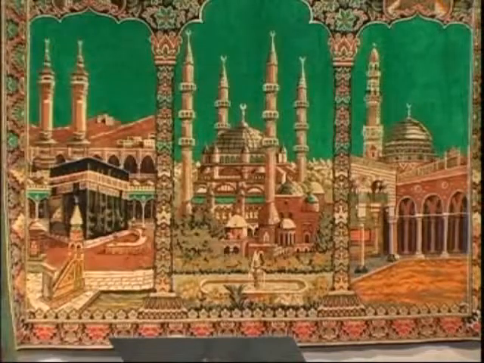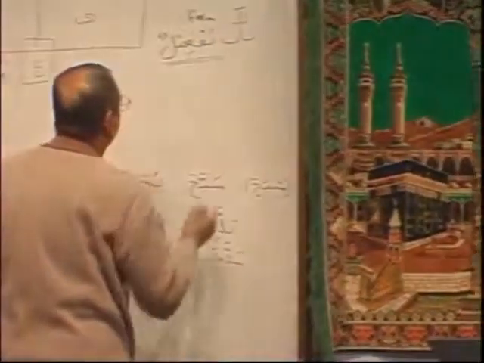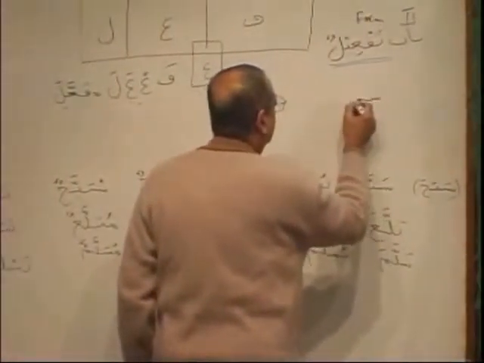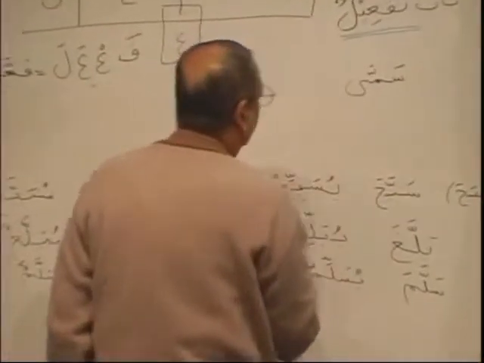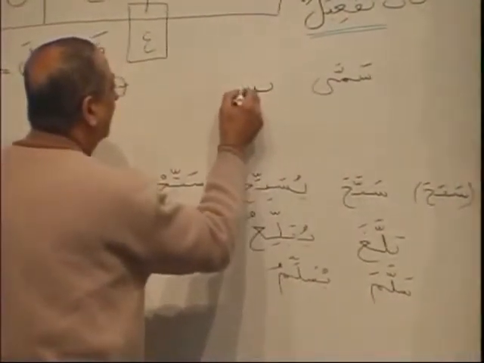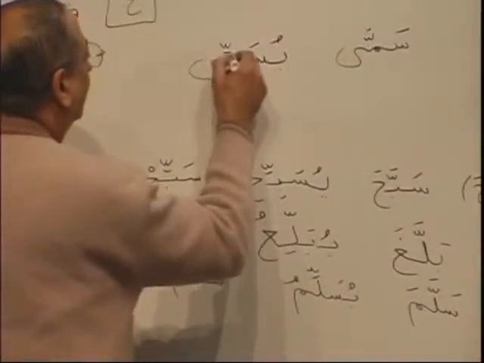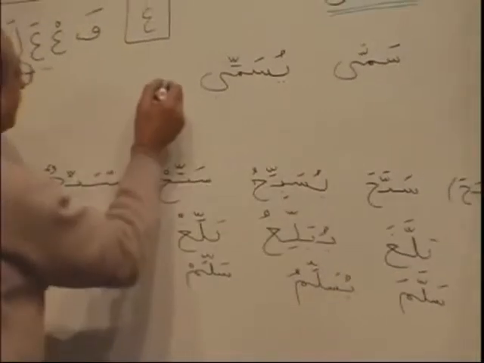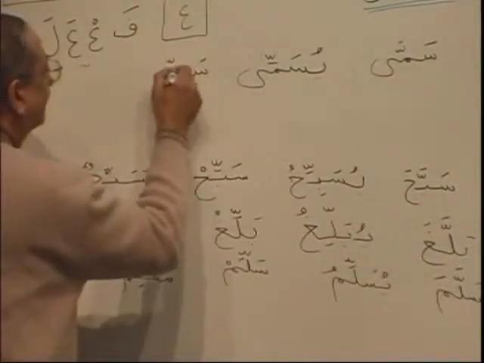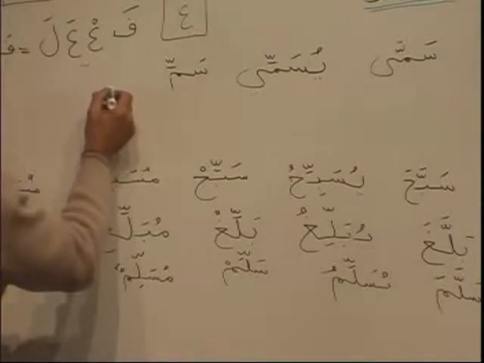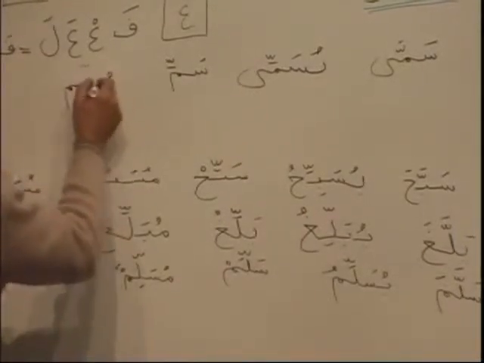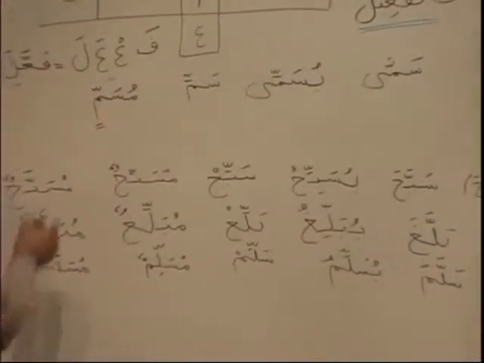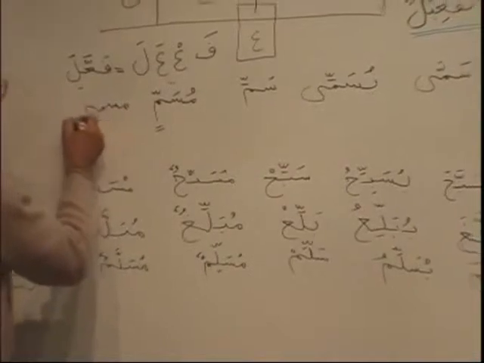This is very beautiful. Maybe I should write a couple of these things, brother. Samma. What will be the mudari'? Yusammi. Amr: sammi. That's all. And then ism fa'il, ism maf'ul. This is how you will write them down.